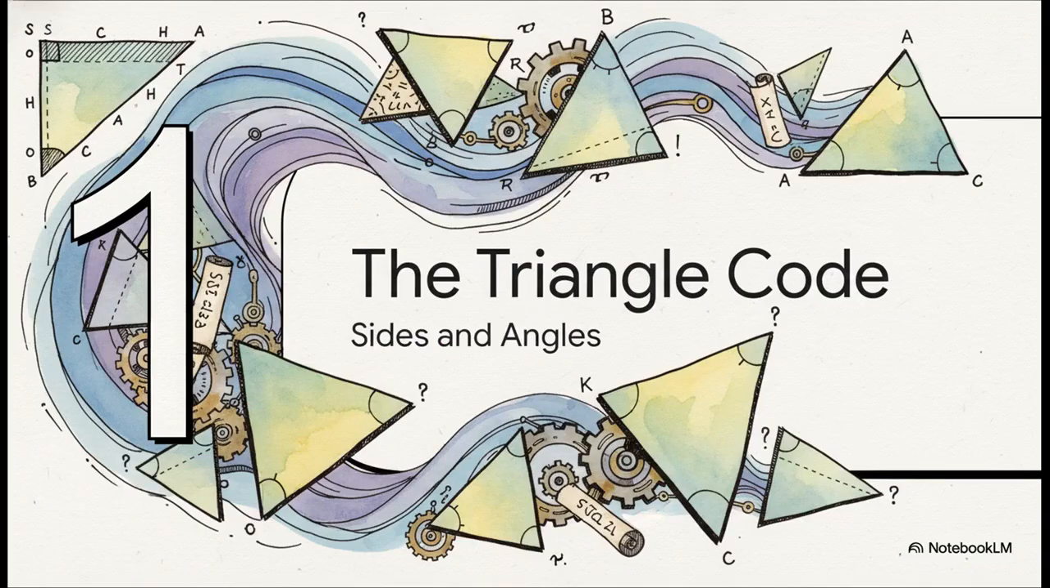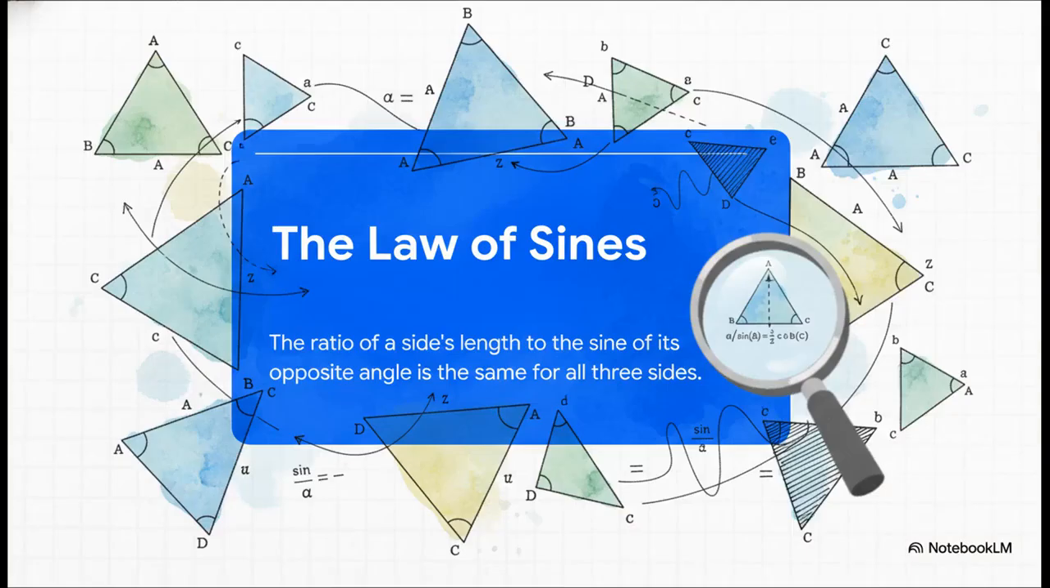Okay, so you probably got SOHCAHTOA down for right triangles, right? But what about all the other triangles out there? You know, the ones that are a little less perfect, the oblique ones. To solve those, we need a different kind of key, a sort of universal code that works for any triangle you throw at it. And here it is, the law of sines. It looks simple, and honestly it is.